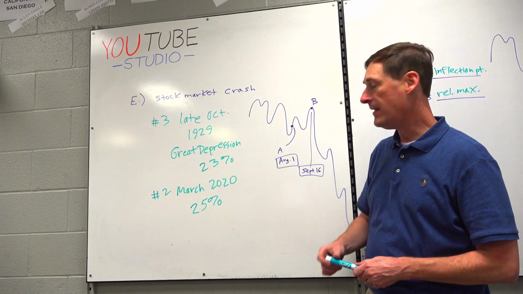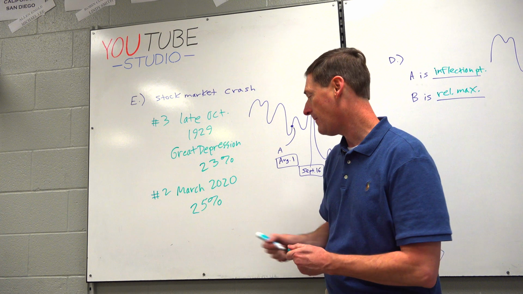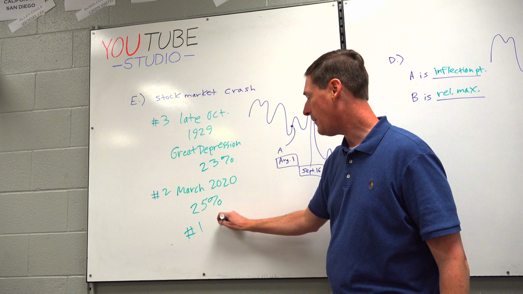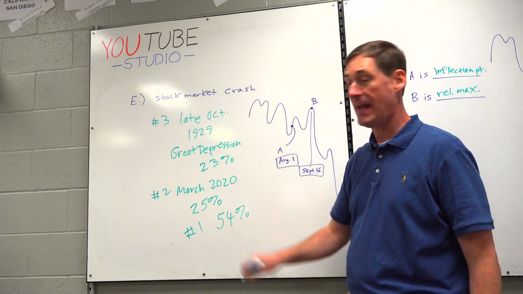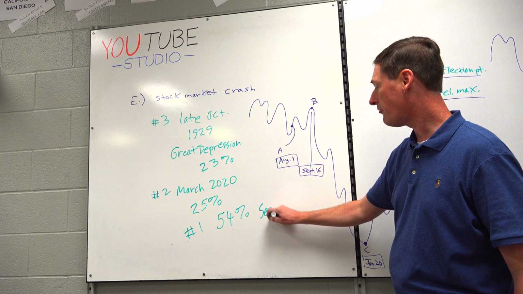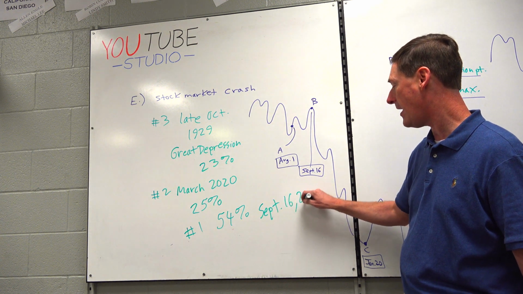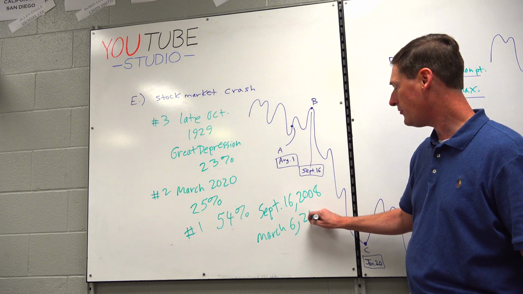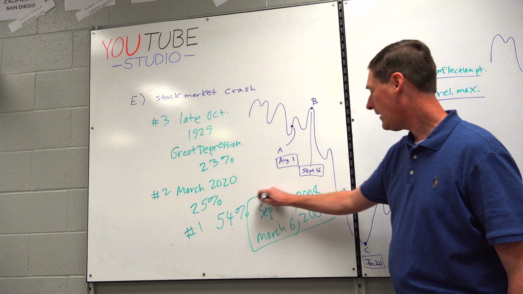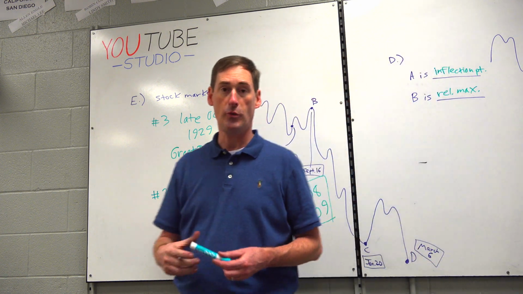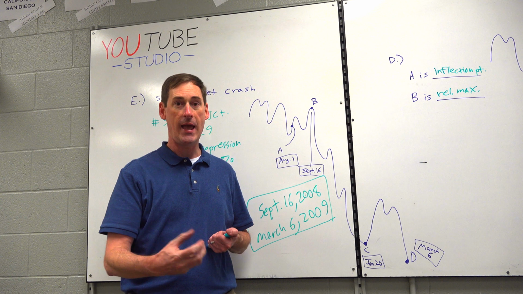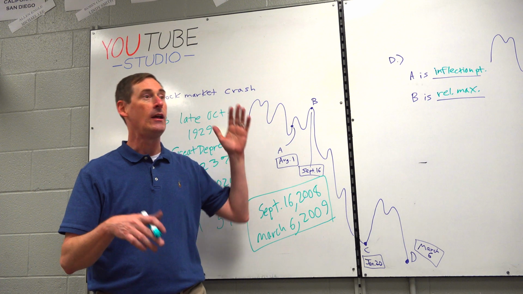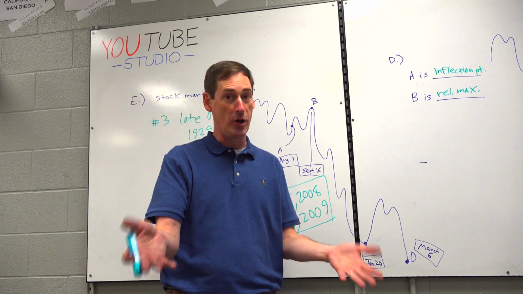Not good. And then there is the absolute worst. Number one, worst stock market crash ever. It was about 54%. And that was from September the 16th of 2008 all the way up to March the 6th of 2009. Have you heard of all the issues with the subprime mortgage loans and all that scandal and how they were not loaning money correctly and all that stuff with Fannie Mae?